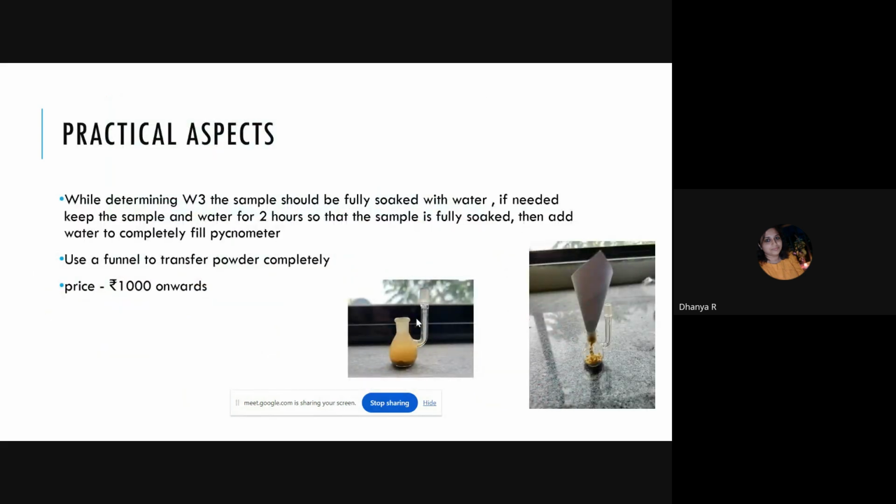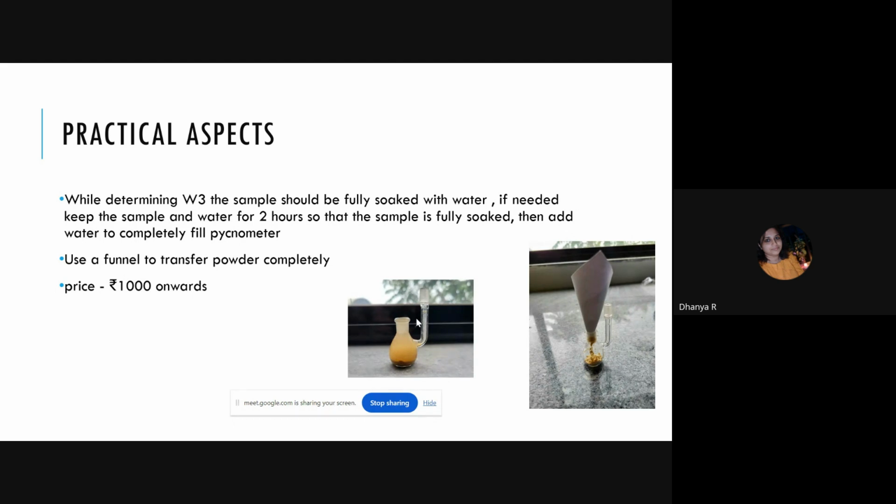Practical aspects: while determining W3, the sample should be fully soaked with water. यही एक चीज इसमें देखना है. आप जब पाउडर लेंगे उसमें पे फिर पानी डालेंगे तो उसमें lumps बन सकते हैं, उसमें air entrap हो सकते हैं. तो if needed you can keep the sample and water for 2 hours so that the sample is fully soaked, and then add water to completely fill the pycnometer.